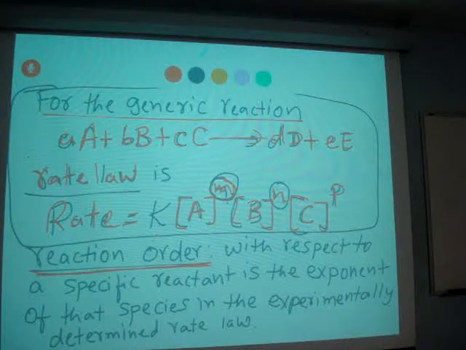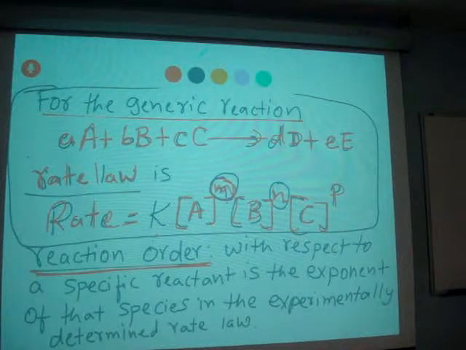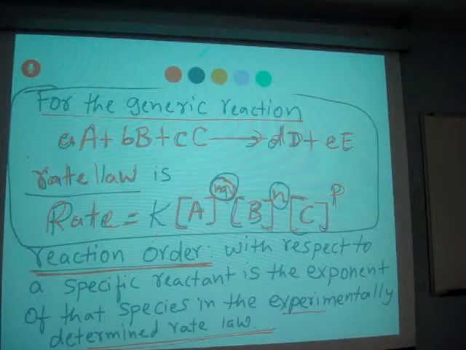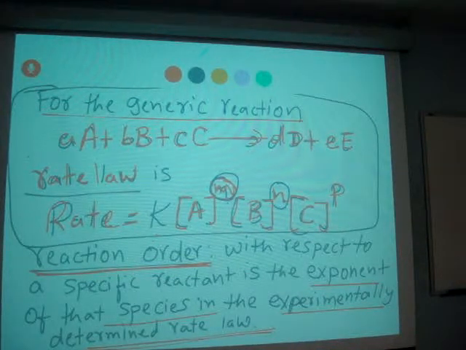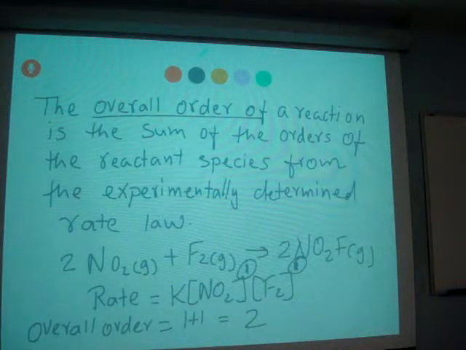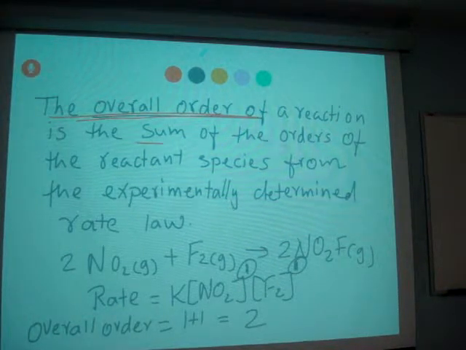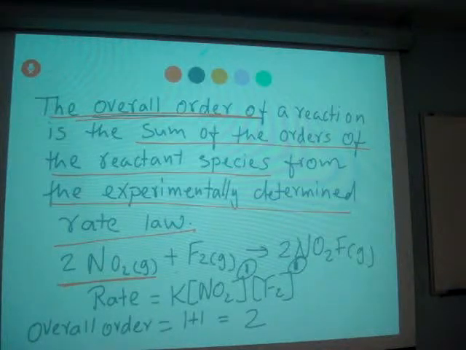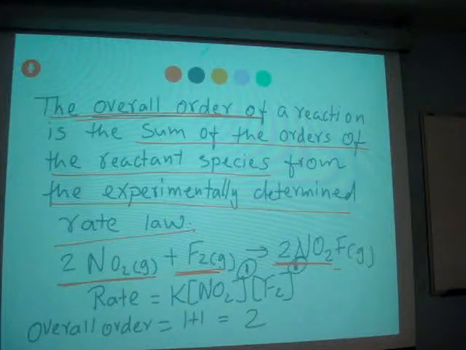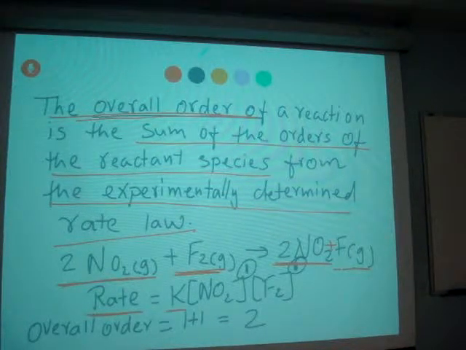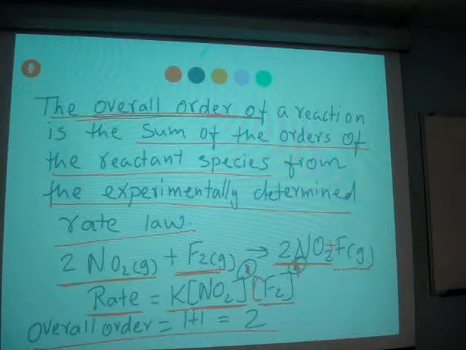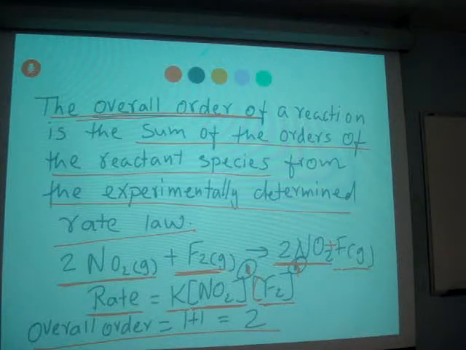Now reaction order with respect to a specific reactant is the exponent of that species in the experimentally determined rate law. You can determine it experimentally, and whatever the exponent is for that particular species gives the reaction order. The overall order of a reaction is the sum of the orders of the reactant species from the experimentally determined rate law. For example, 2 moles of NO2 gas and 1 mole of F2 gas give 2 moles of NO2F gas. When you calculate rate, it is K times the concentration of NO2 raised to 1 and the concentration of F2 raised to 1, and the overall order is 1 plus 1 equals 2. So you can calculate the reaction rate and overall order for that particular reaction.